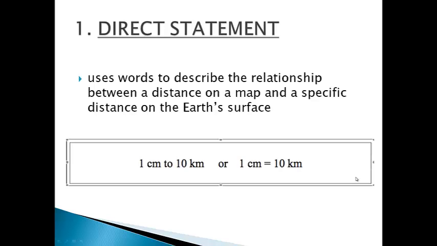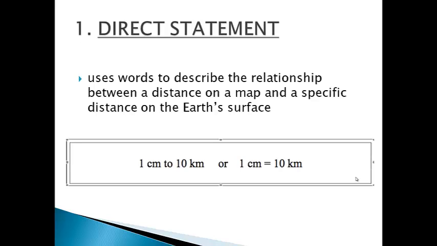So the first one is simply a direct statement. It just uses words to describe the relationship between a distance on the map and a specific distance on the Earth's surface. So an easy example here would be 1 to 10, or 1 centimeter to 10 kilometers. Or another way of saying this would be 1 centimeter equals 10 kilometers. This is a fairly straightforward scale that we can use.